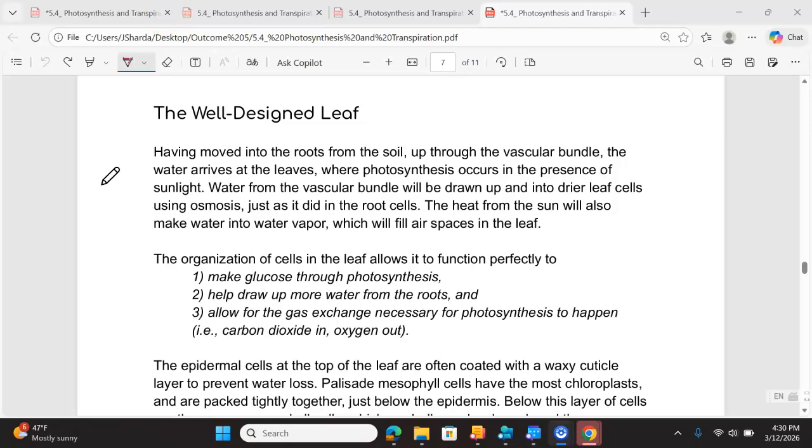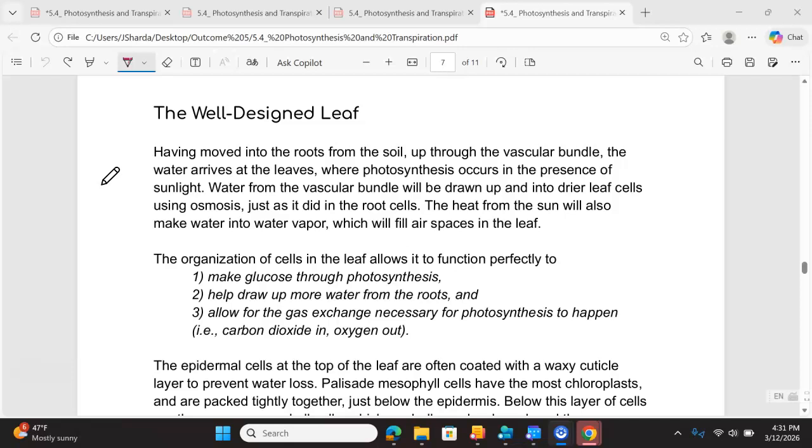All right, this video is about the leaf that is very well designed to do all the different functions that it needs to do for the plant. So let's read about that. Having moved into the roots from the soil, up through the vascular bundle, the water arrives at the leaves where photosynthesis occurs in the presence of sunlight.